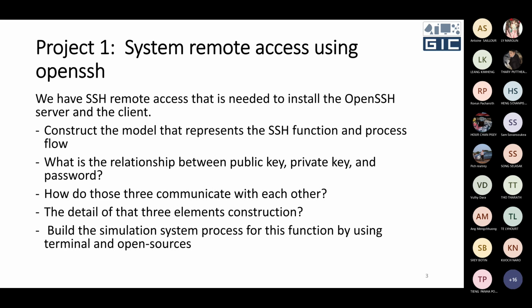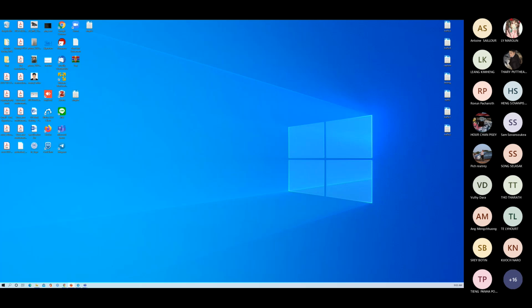And the other one is to build the simulation system process for this function by using terminal or open source. So you just build the other system. You use terminal to SSH to one server, for example, by using public key, private key, and password, or you can use any other software. For example, in my case, I use Bitwarden as a software client.